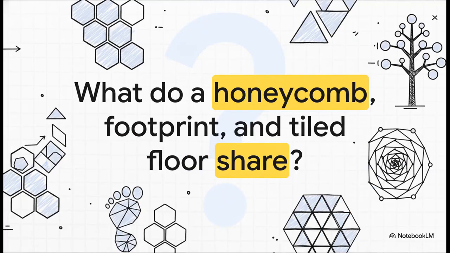So let's start with a little riddle. What do a honeycomb, a footprint, and a tiled floor all have in common? I know, at first glance, they seem totally unrelated, right? But stick with me, because by the end of this, you're going to see how they're all speaking the exact same geometric language. They're all part of this beautiful hidden system of rules.